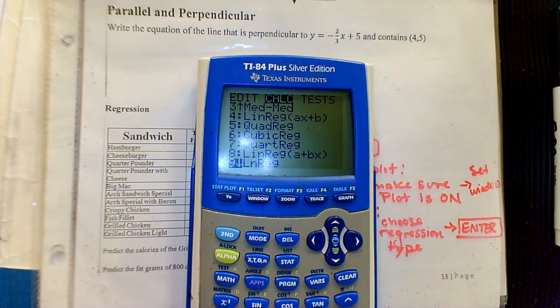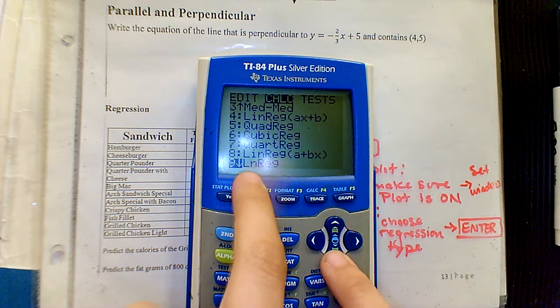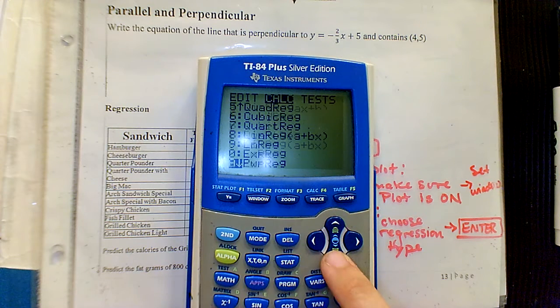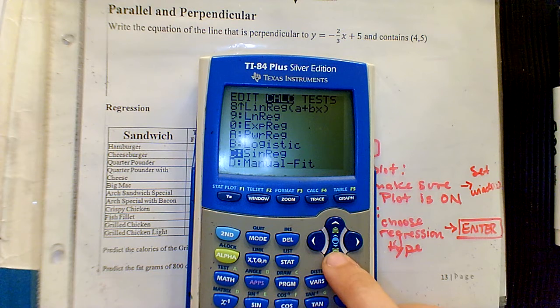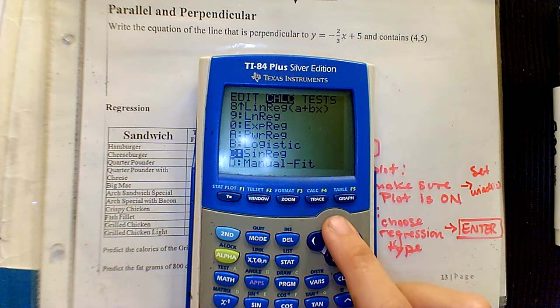We're not going to use that one, okay? You could do natural log regression, you could do exponential regression, you can do power regression, logistic regression, sine regression, like a trig function, okay? There you have many options. You just need to pick the one that you think is the best.